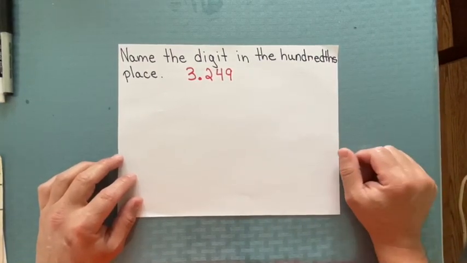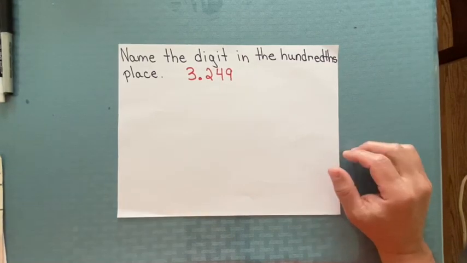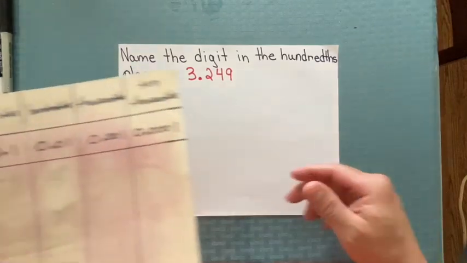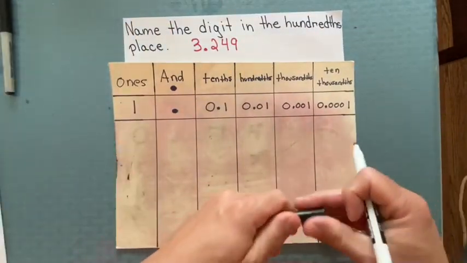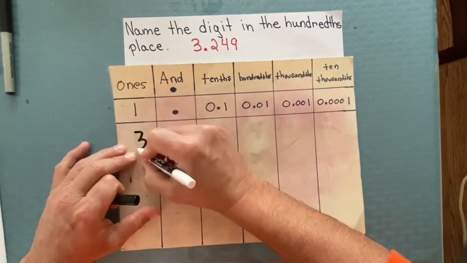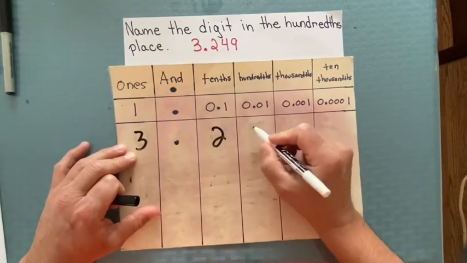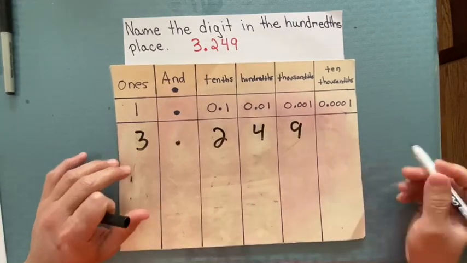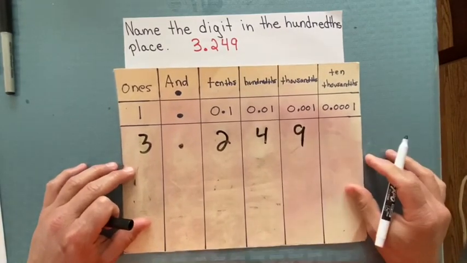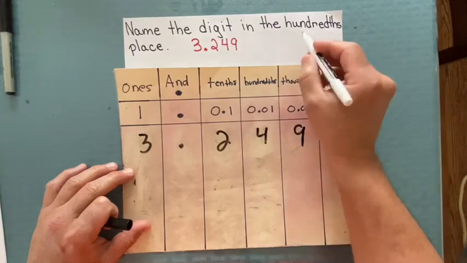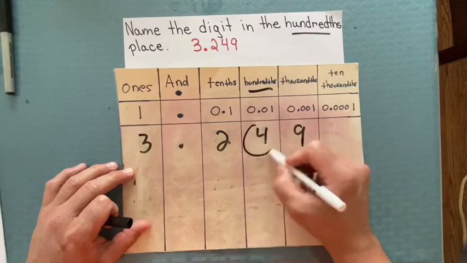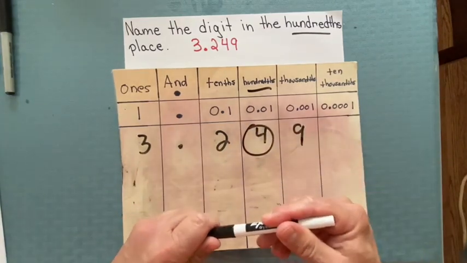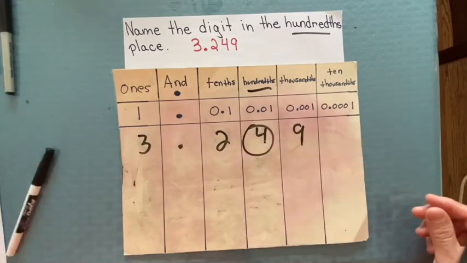Okay, another type of question is that they might ask you to identify a digit in a certain place. So for this question, it says, name the digit in the hundredths place. The decimal number is 3 and 249 thousandths. So if I go back to my decimal place value chart, I could write that in. 3 and 249 thousandths. So by looking at our decimal place value chart, the number in the hundredths spot is definitely the digit 4.